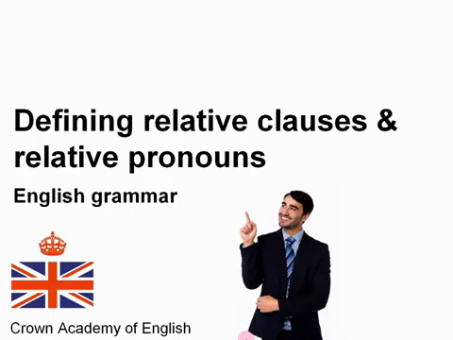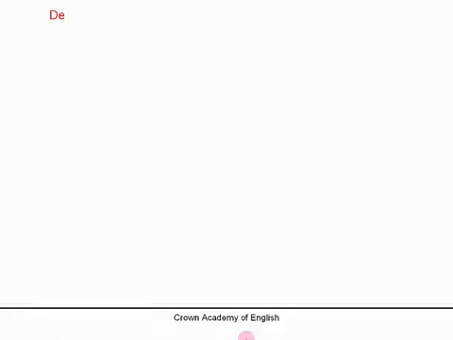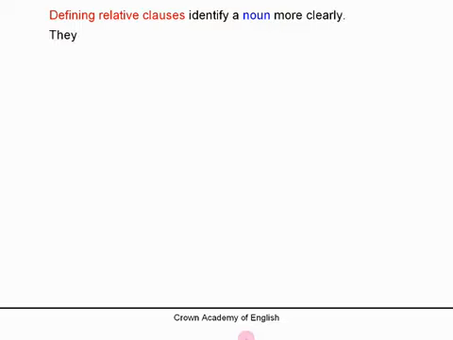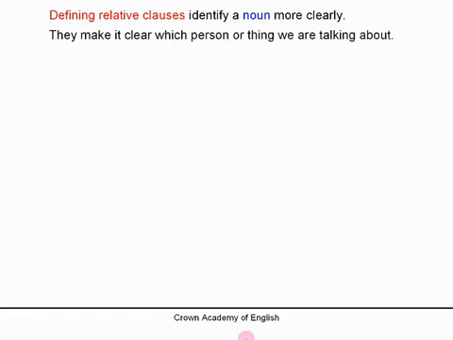Today we are doing a grammar lesson. The subject is defining relative clauses and relative pronouns. So let's get started. Defining relative clauses identify a noun more clearly. They make it clear which person or thing we are talking about.